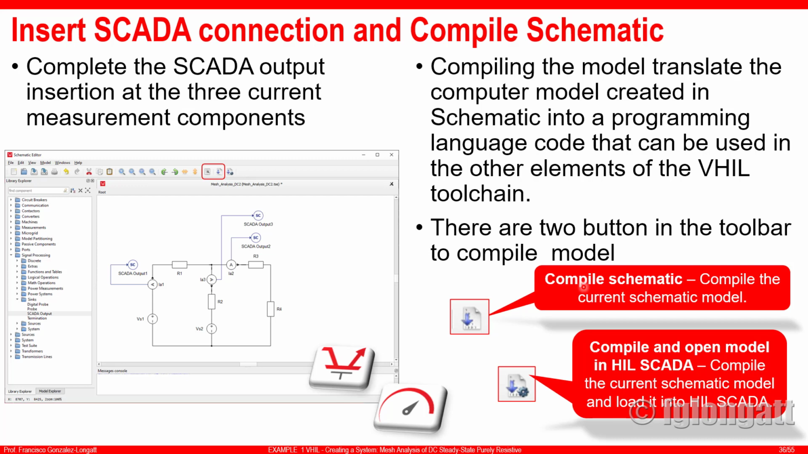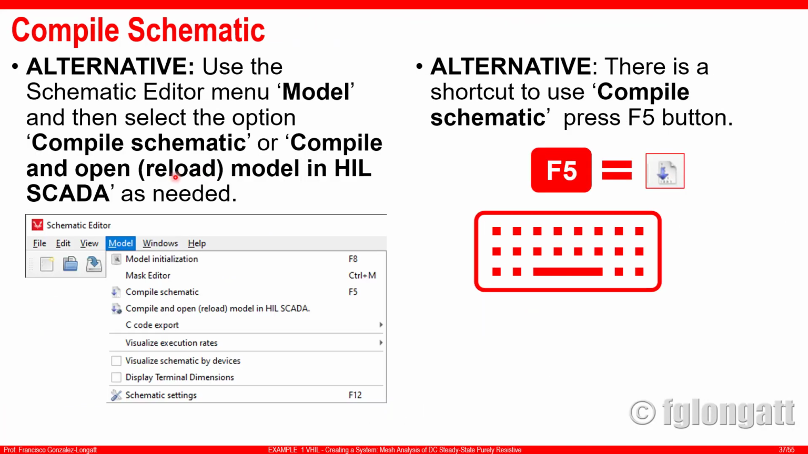Okay? To run the compile schematic or the compile schematic and open, there are two icons over here. You will identify those icons at the toolbar, or there is another option that is going to the menu and going to Model, and you will find here the compile schematic icon. And the third option is just press F5, and when you press F5, the schematic editor will compile the model.